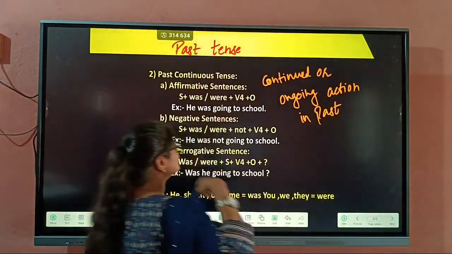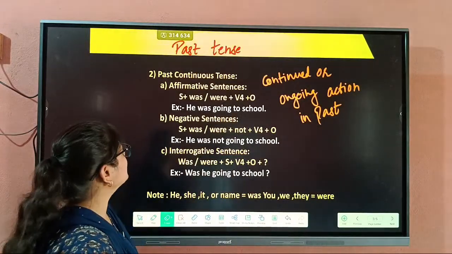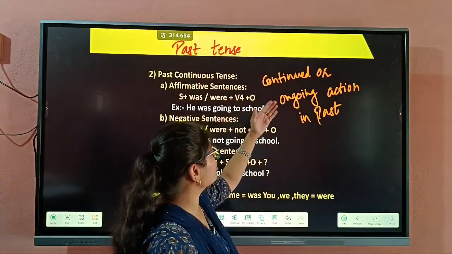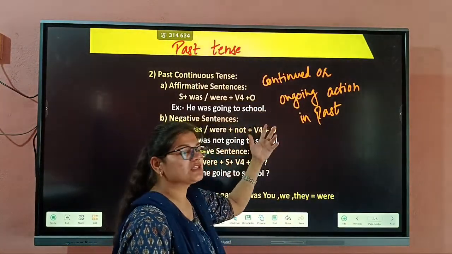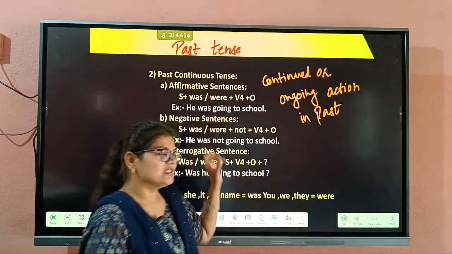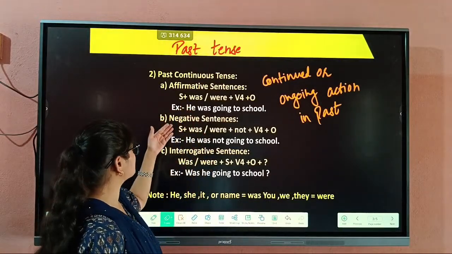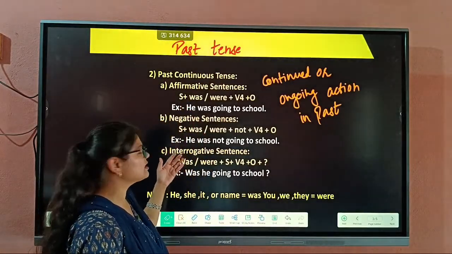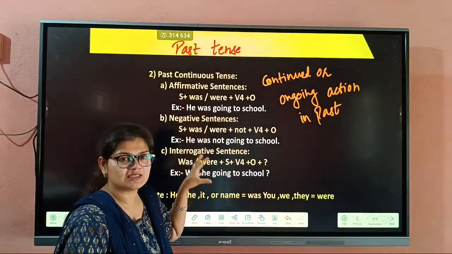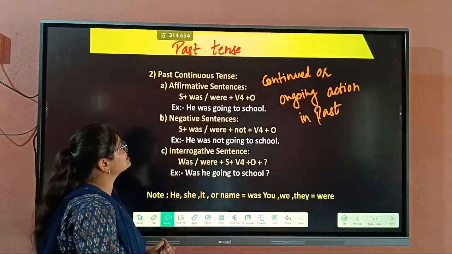Now, we will discuss the second one, that is the past continuous tense. And what is the past continuous tense? Continuation or ongoing action in the past is known as the past continuous tense. Okay, the same pattern we will follow as in the indefinite: affirmative, negative, interrogative sentences. And then we will discuss the formation, then the examples also. So the first one is affirmative sentences.